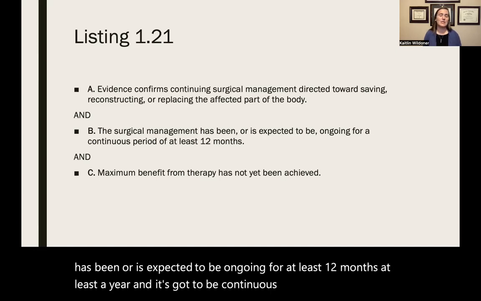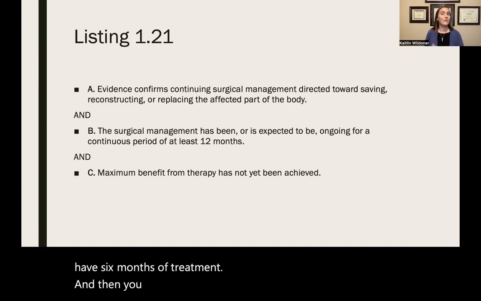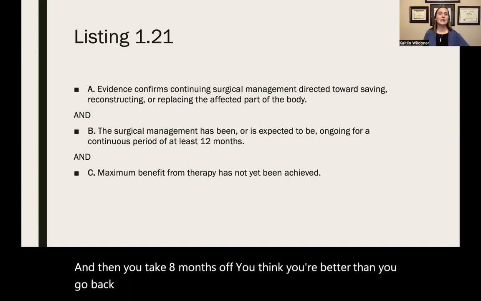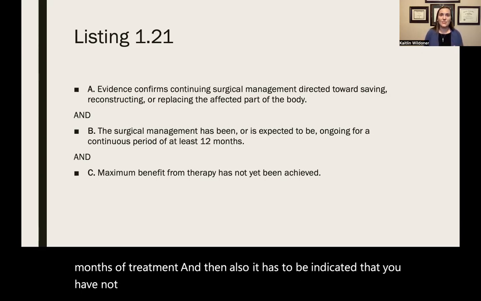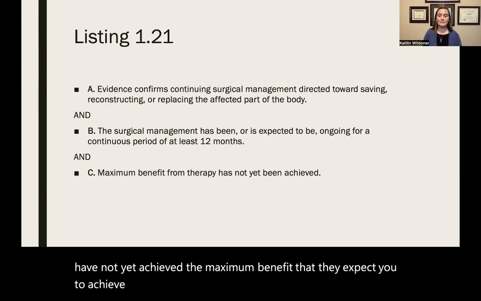You can't have 6 months of treatment and then you take 8 months off because you think you're better and then you go back for 6 more months. No, it's got to be a continuous 12 months of treatment. And then also it has to be indicated that you have not yet achieved the maximum benefit that they expect you to achieve from the therapy that they're providing.